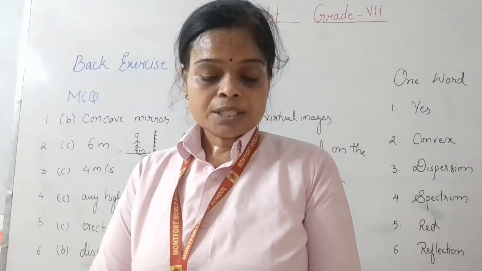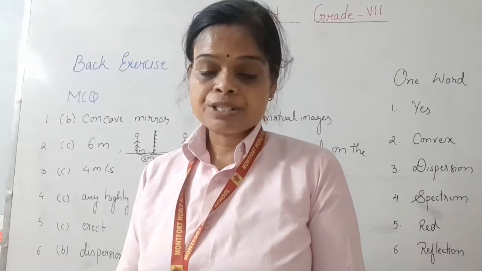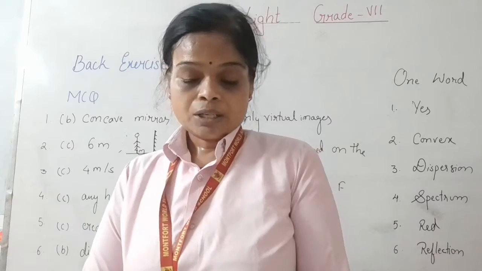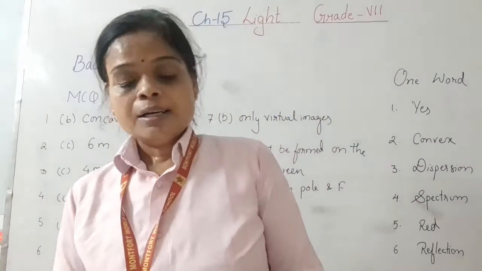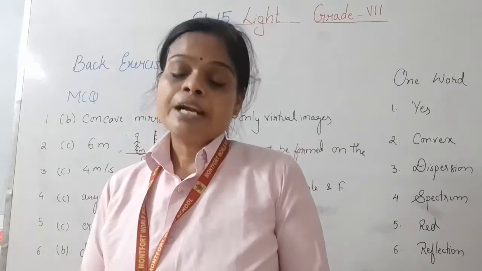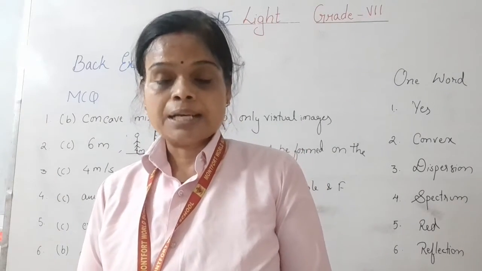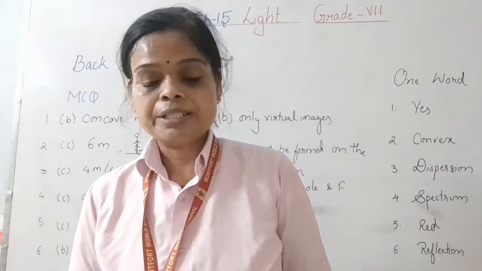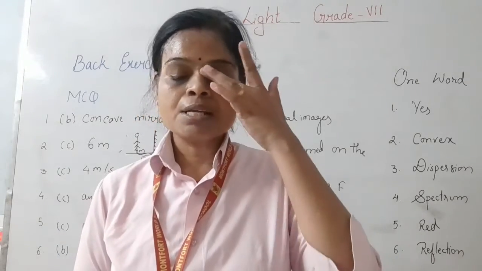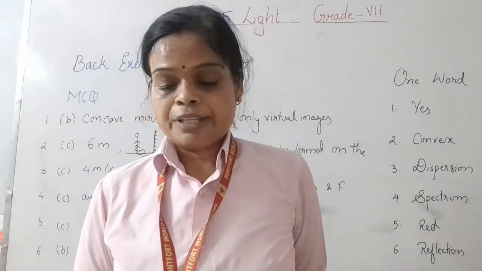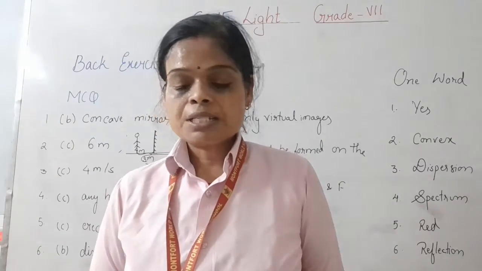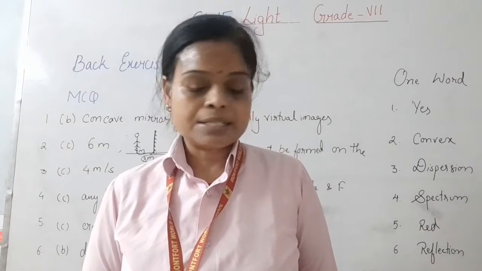Next, what is a lens and distinguish between convex and concave lens? A lens is a curved and polished piece of glass or any other transparent material which is bounded by two surfaces, one curved and one plane surface. So we have two types of lenses, convex lenses and concave lenses.